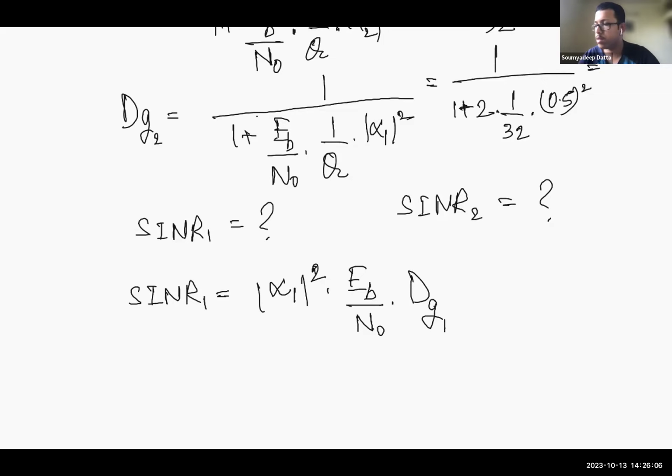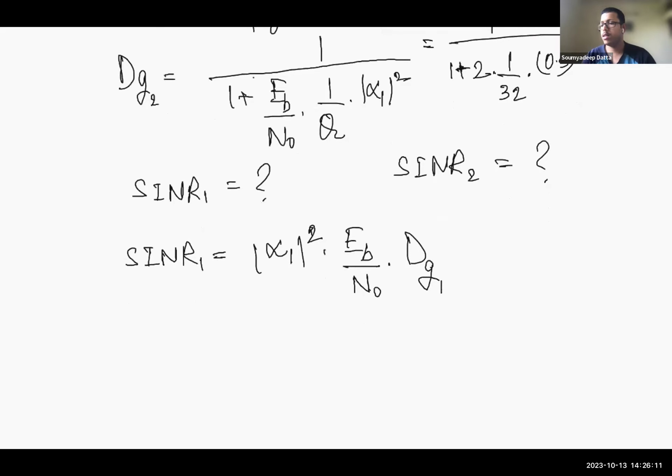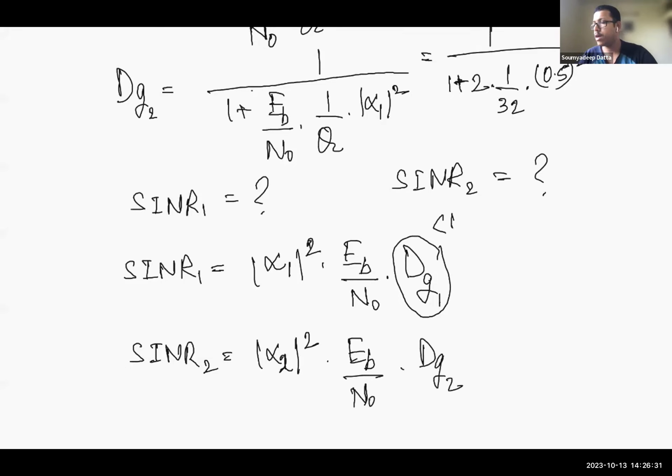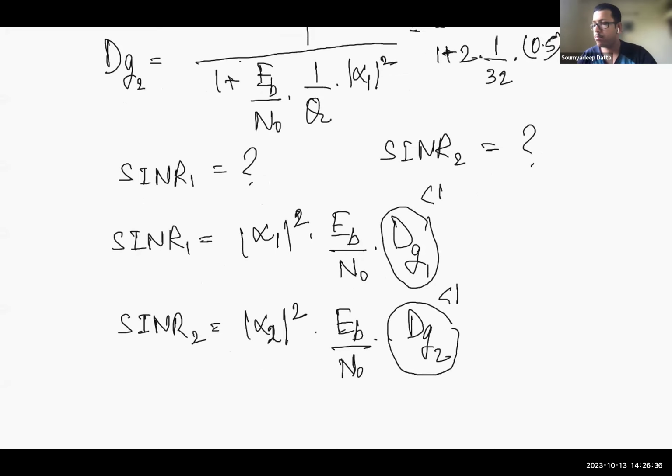So this is less than 1. And so again, this is just put the formula and do. Similarly, SINR2 equal to mod of alpha 2 squared, the channel gain of the second user, times EB by N naught, which is AWGN SNR, times DG2. This quantity is also less than 1. So what you have to do is just calculate these DG1 and DG2 and put it here.